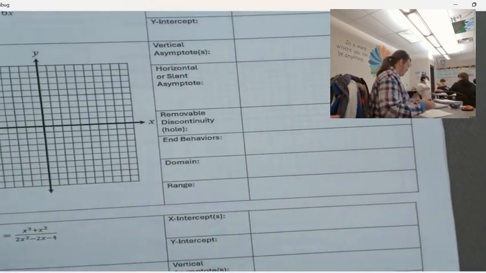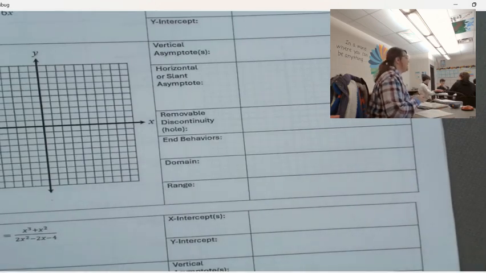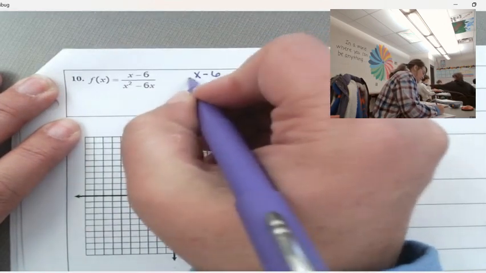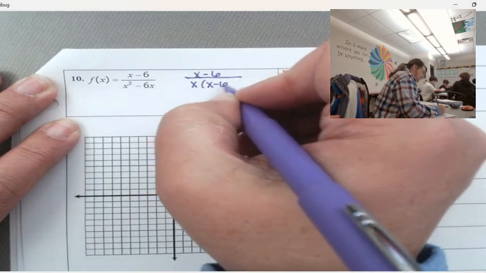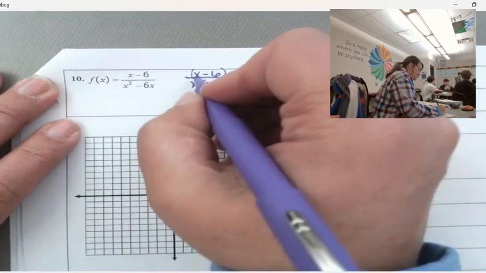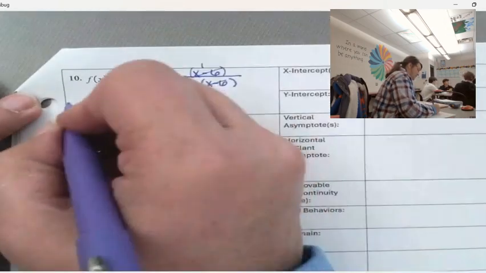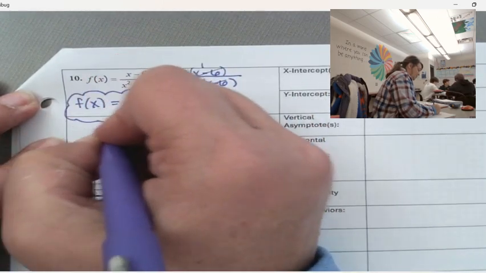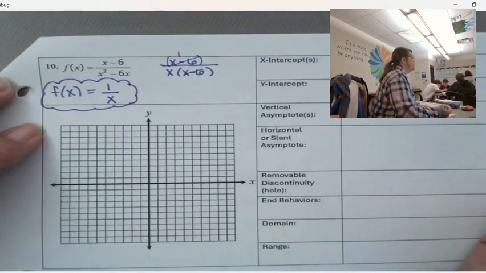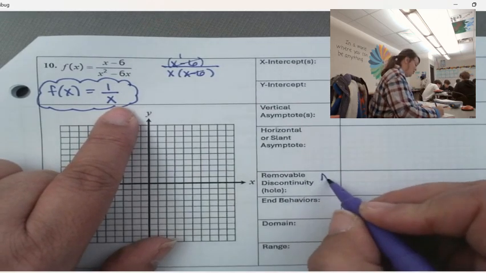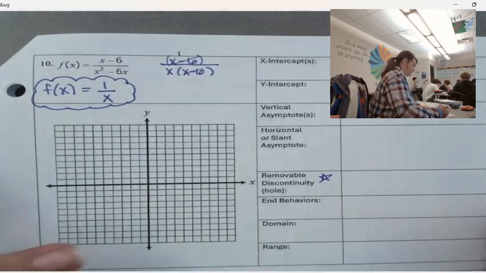Okay, let's do number 10. Step number 1 is to simplify anything that can be simplified. Looks like my numerator is good, but my denominator, I can definitely take out an x. And ooh, be really careful here, guys, because when I cancel these x minus 6's, where is my x left at? In the bottom. So 1 over x is my simplified function. Wow, we should fly through this really fast. That looks kind of like the parent function, doesn't it? Yes. But it's the parent function with a hole in it because I canceled something out.